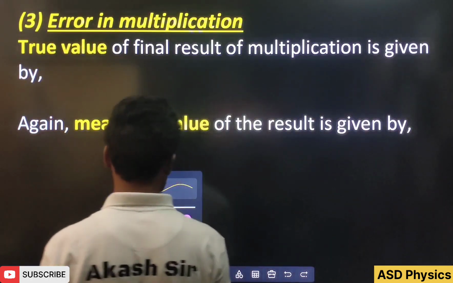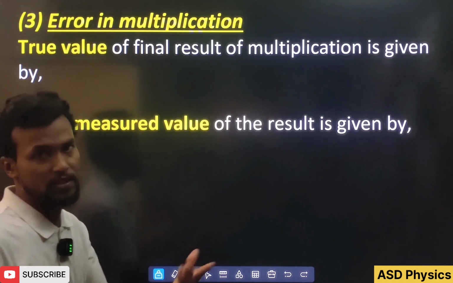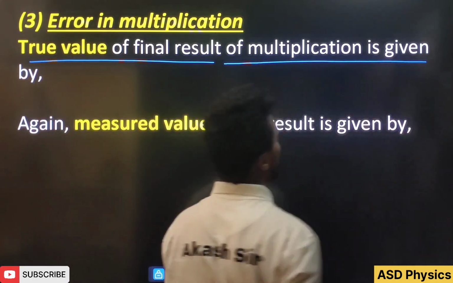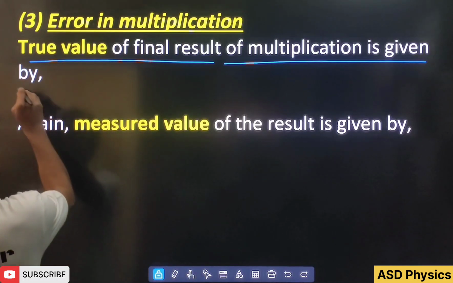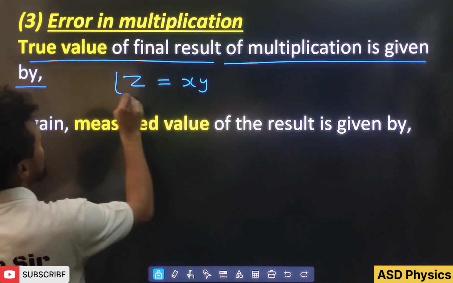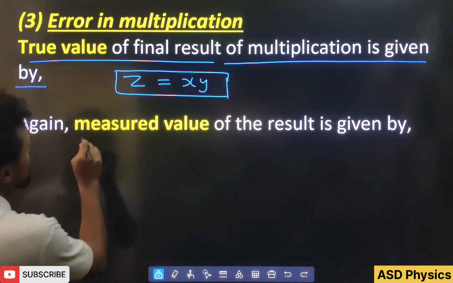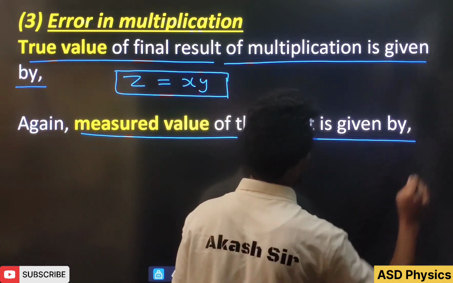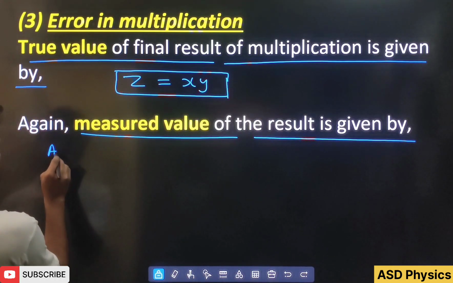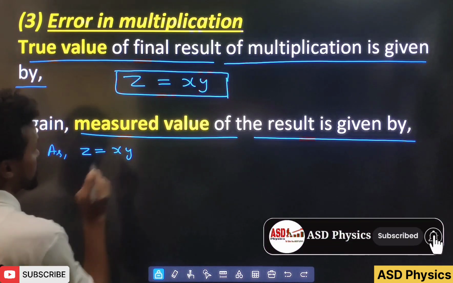Okay, great. Next, students, we are going to see error in multiplication. Third one. So see here, the true value of the final result of multiplication is given by the same. So let's write here, I have written z equal to xy. Now we have done the multiplication. Now the measured value of the result is given by, that means with error we are going to see here. So kindly see very well, students, as you know very well, z equal to xy.